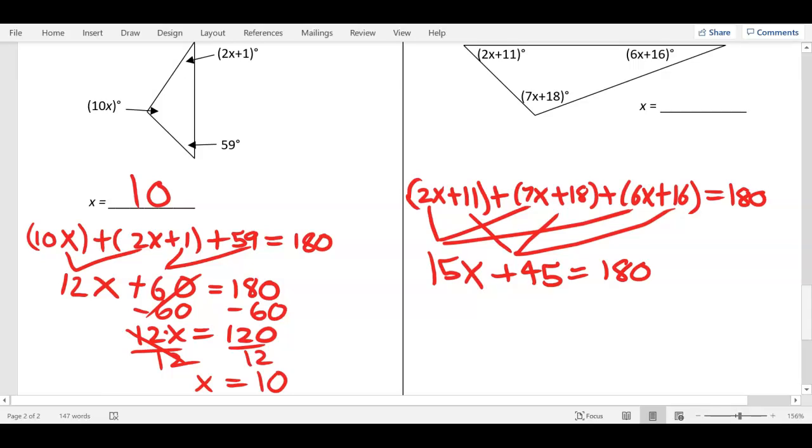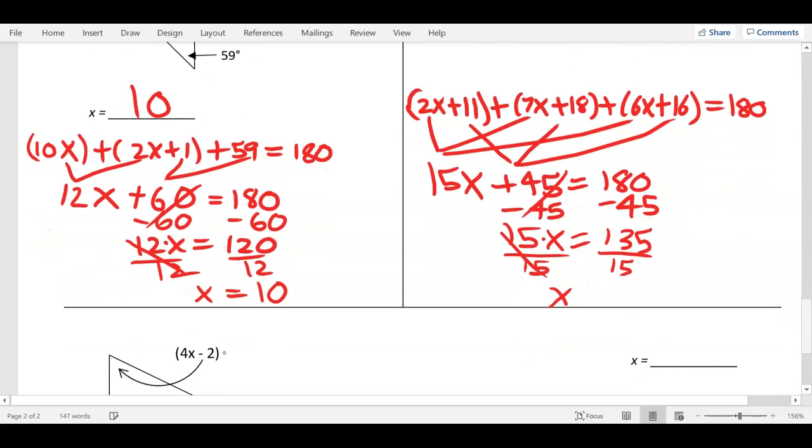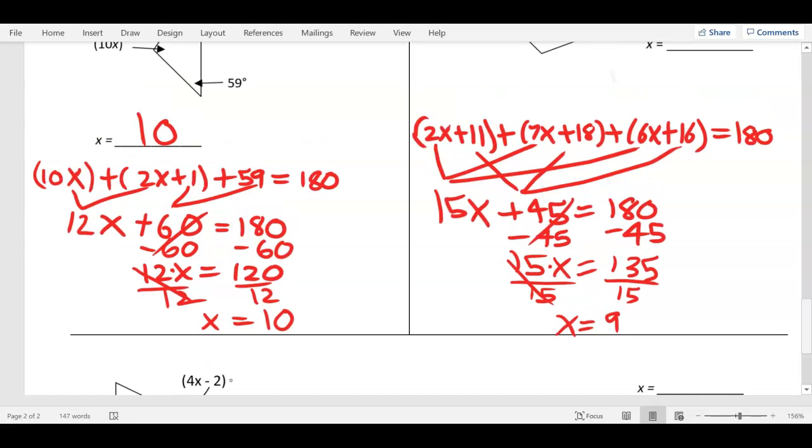Now, once again, get rid of the loner, 45, by subtraction: minus 45, minus 45, because it's the opposite of adding 45. And then 180 minus 45 is 135. Last step again, it's a coefficient being multiplied, so the opposite is to divide by 15. So 135 divided by 15 is 9.